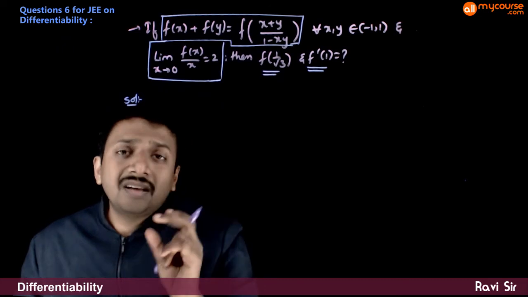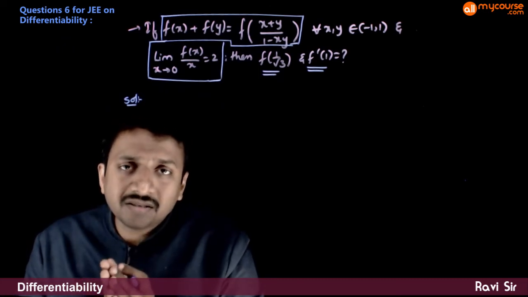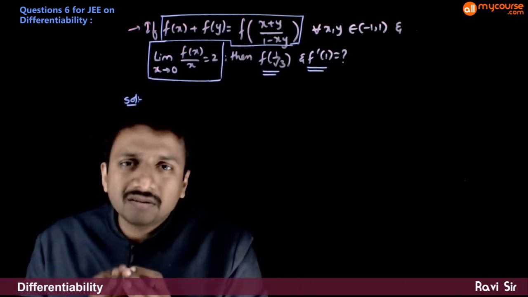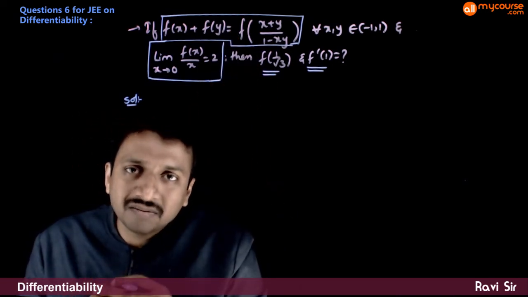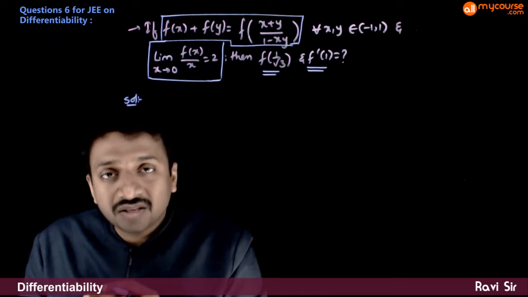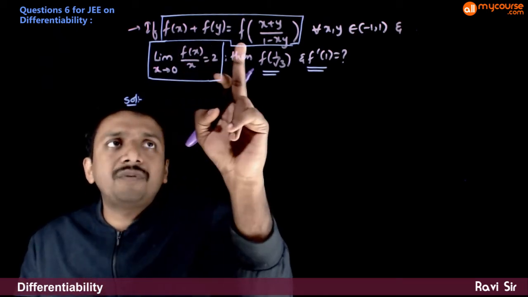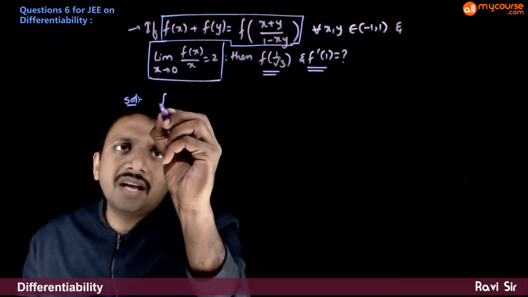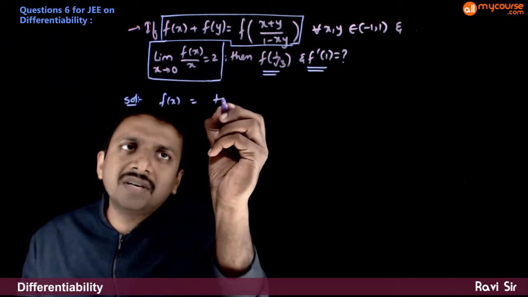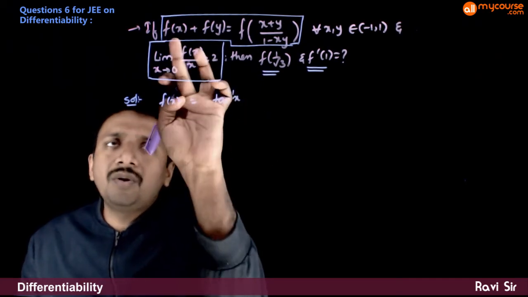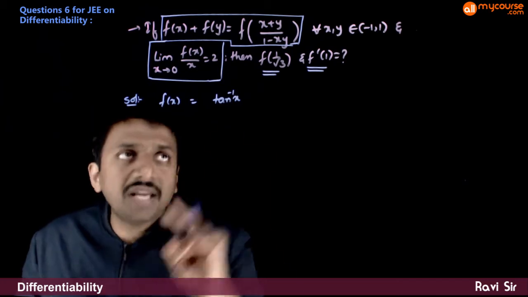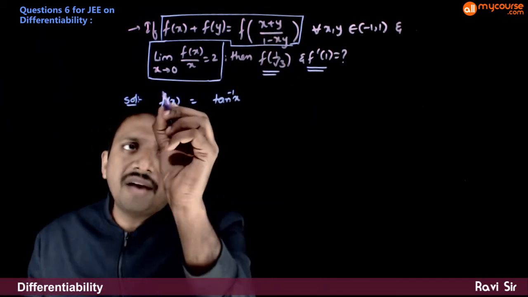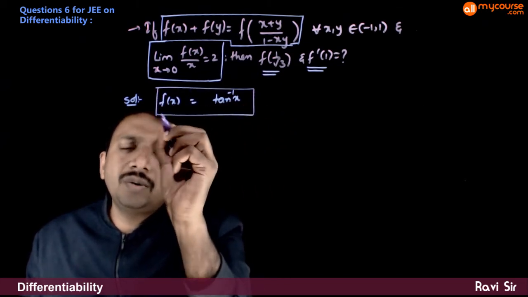So first, the shortcut method is that whenever you're given this question, looking at this functional equation, if you can guess what this function is, that is one way to solve it. f(x) + f(y) is f((x+y)/(1-xy)). So f(x) looks related to tan inverse x, right? Because we know that tan inverse x + tan inverse y is tan inverse of (x+y)/(1-xy). So f(x) is related to tan inverse x.